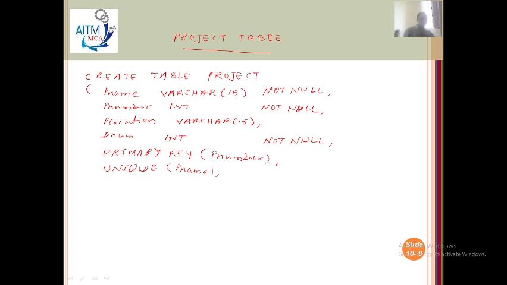Then which is the foreign key? D num, sir. D num is a foreign key. Which table is it referencing? Department. References, okay. Don't write only references, write the department table.